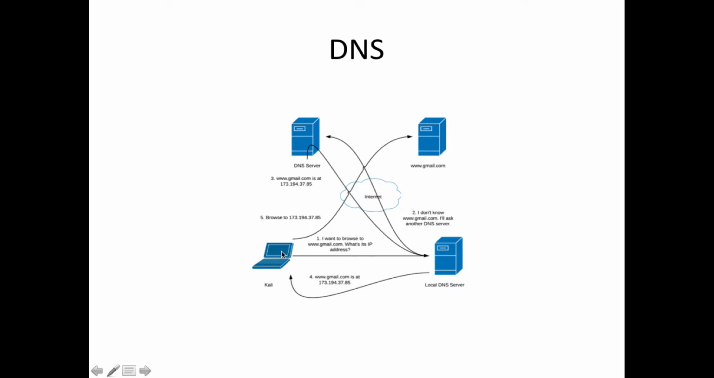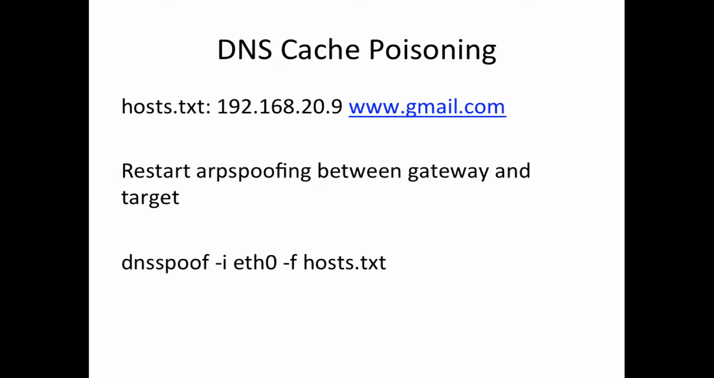So when I do DNS, I say I want to browse to www.gmail.com. What's the IP address? So I ask my local DNS server. It may or may not know gmail.com. If not, it asks another DNS server. Someone eventually somewhere will know what the IP address is, which will call back to this local DNS server, which will tell Kali, and then Kali will be able to send its information to the right place to get to www.gmail.com. So again, we can cache poison this.